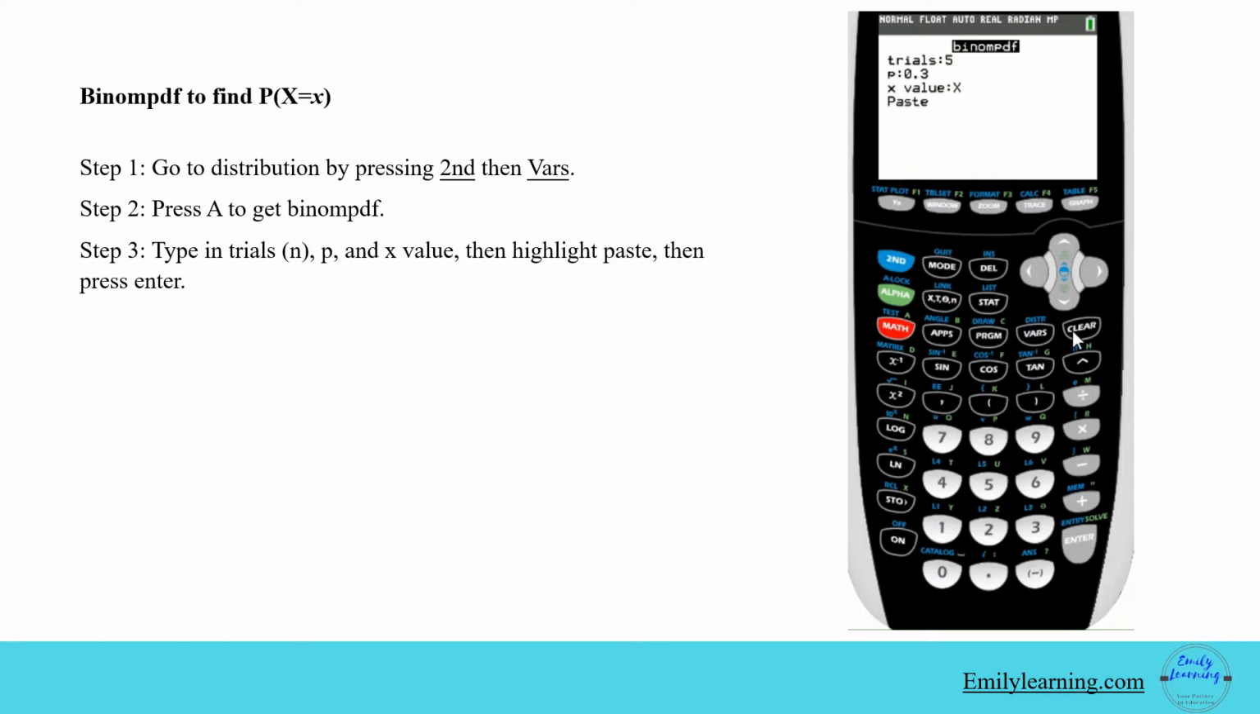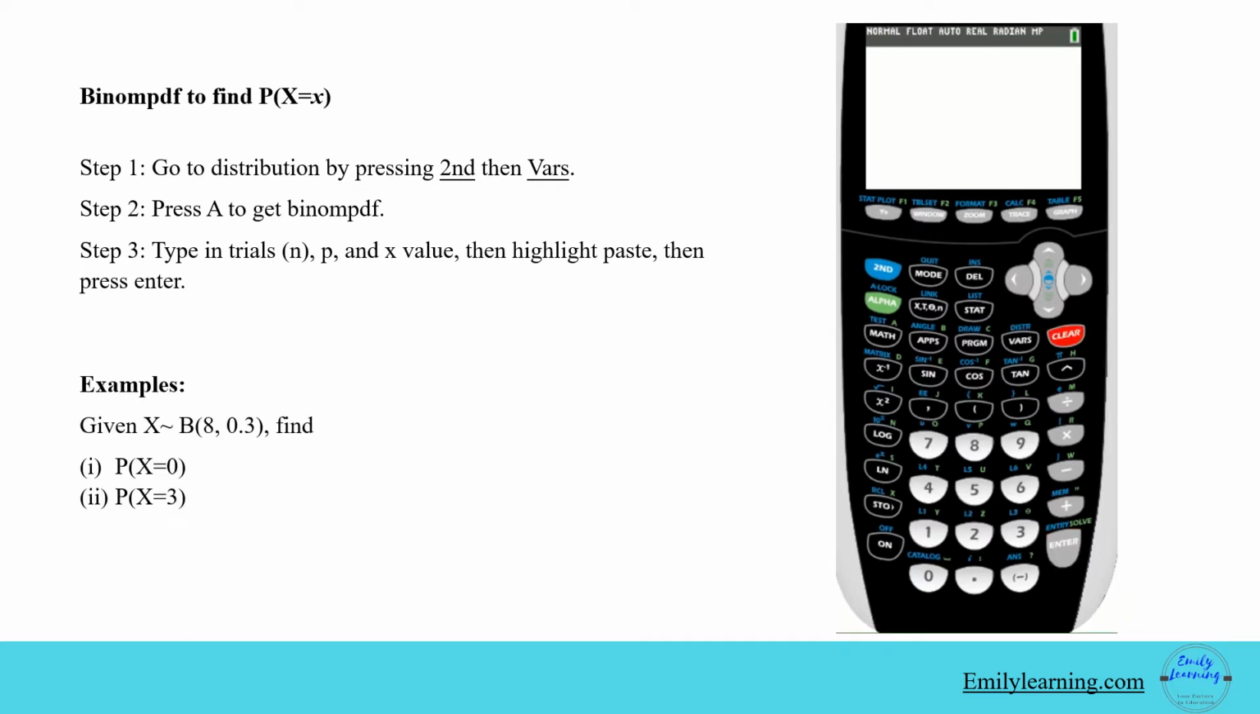Maybe let me clear everything first. For Binomcdf, what you need to do is to type in the trials, the p, as well as the x value. Trials refers to your n, p refers to the probability of a success, and x is the value for which you want to find the probability. For example, you can type in values like this, then you type paste, then press enter again. You get the probability of P of X equals to 2, which is 0.3087. Then rounded off to 3 significant figures is around 0.309.